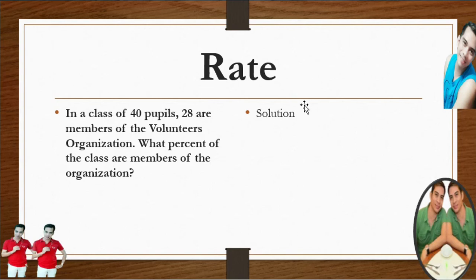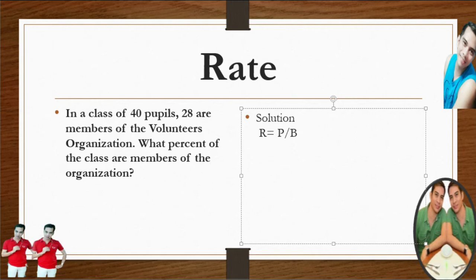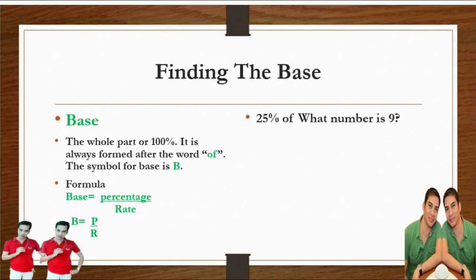So the solution, we are going to find first the unknown number. The formula is R equals P over base. In the question, R is unknown and the percentage is 28. Divide the base is 40. Para mapabilis ulit, 28 times 100, the answer is 2,800. Then divide 40.